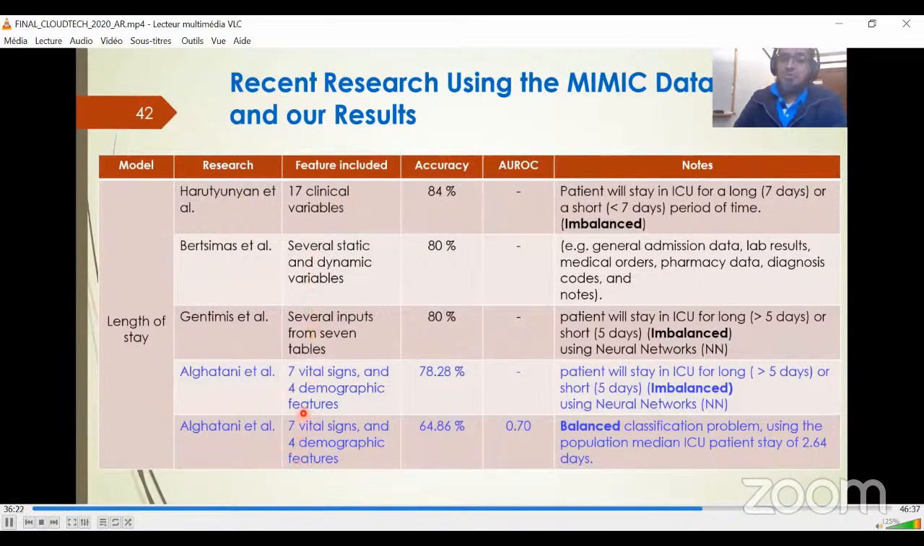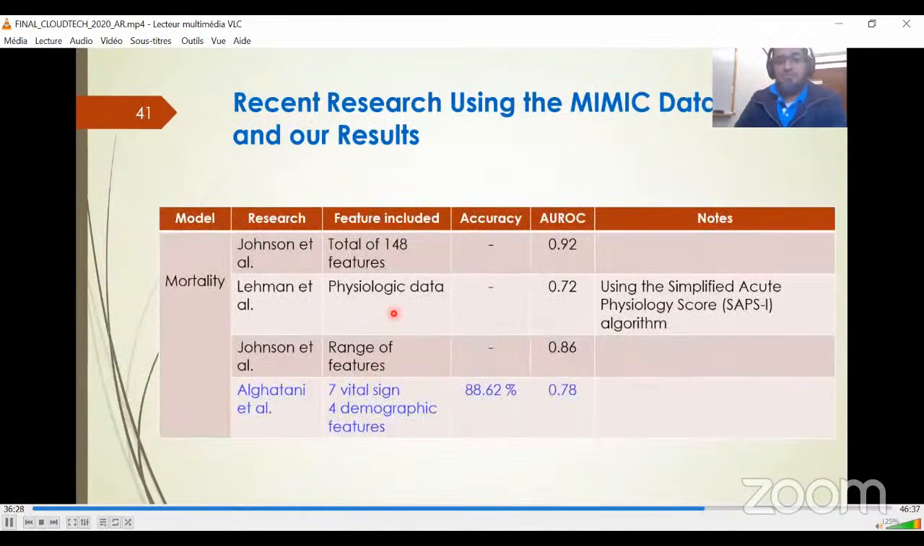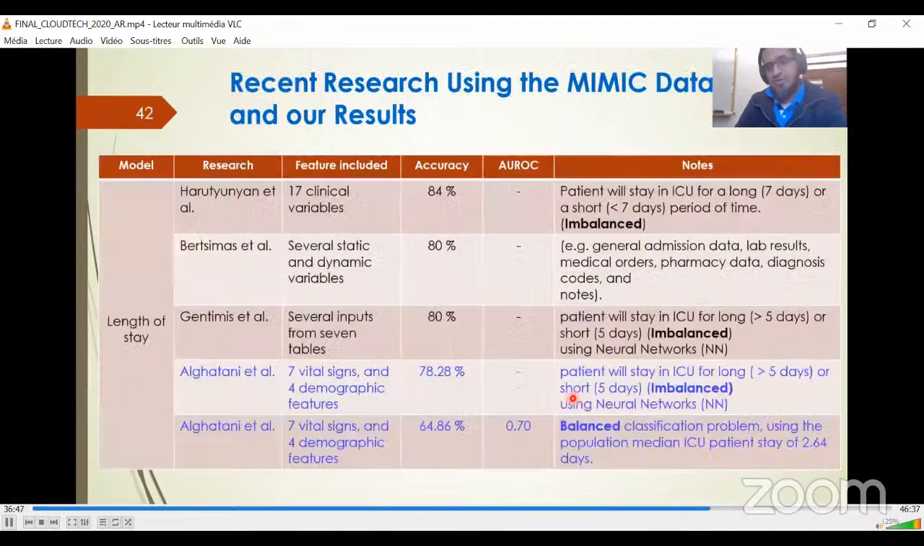But in our case, we are only using 11 features. For example, here they use 148 and get a very good area under the ROC score. But in our case, we get 0.78. We achieve better than this because the input is very close, and you get better results.